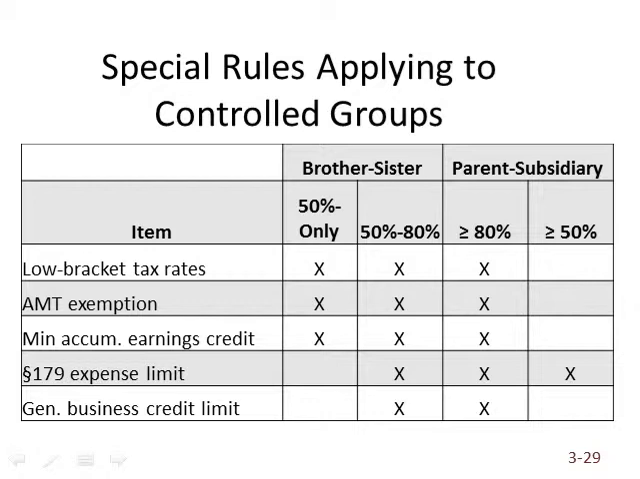And then we have the alternative minimum tax exemption, along with the minimum accumulated earnings credit, the Section 179 expense limit, and the general business credit limit. What we're saying with respect to these particular types of deductions or credits is that they have to be apportioned between these brother-sister or parent-subsidiary organizations as controlled groups, if it's deemed that they are a controlled group.